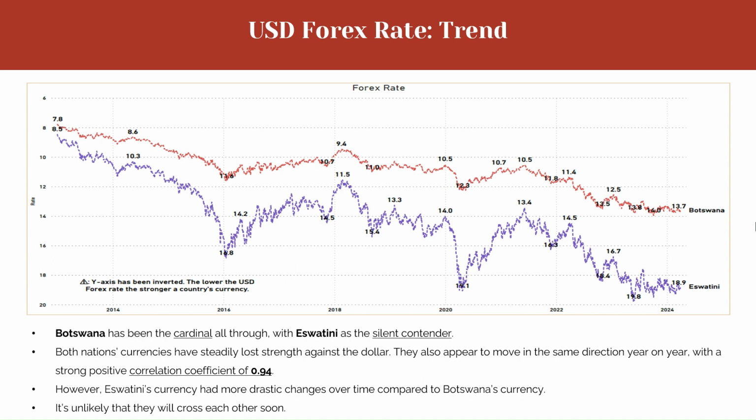They are pretty decent. Again, here the y-axis has been inverted because the lower the better for a nation, or the lower the stronger, just to be more technical. So Botswana has been the cardinal all through, and then Eswatini has been a silent contender. Yes, both rates appear to be trending downwards, which means that they've been losing their strength progressively over time. As you can see, Botswana began at 7.8 in 2013, and now at end of Q1 2024 it was at 13.7, and then Eswatini started at 8.5 and terminated at 18.9.